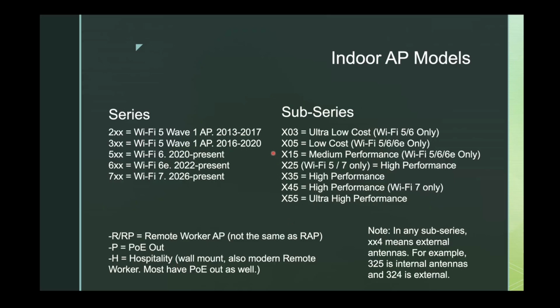And in any of these subseries, bringing one of these digits down to a 4 means that it's external antennas. So for an example, an AP 325 is a Wi-Fi 5 Wave 2 AP with 4x4 antennas in the high performance category, while the 324 is that but with external antennas.